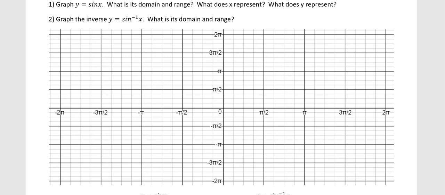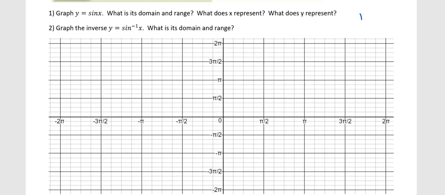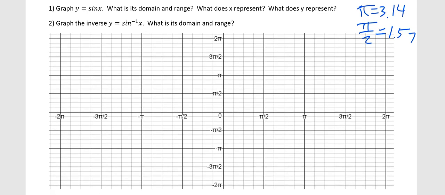We know that pi is approximately 3.14, correct? So what would that make pi over 2? About what? 1.57. Come on, 14. Cut it in half. 7. Right.